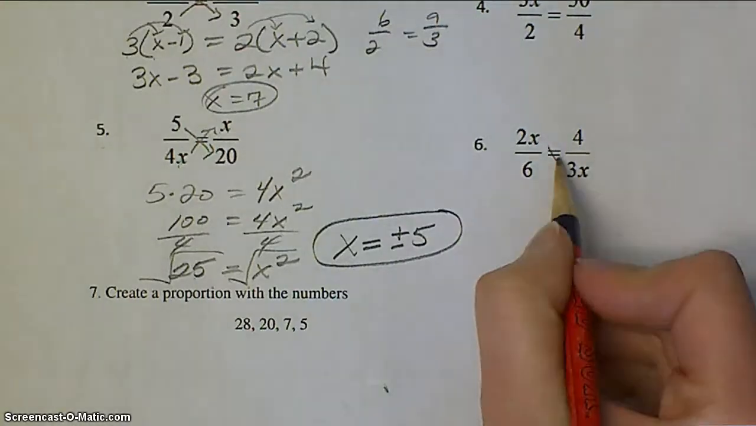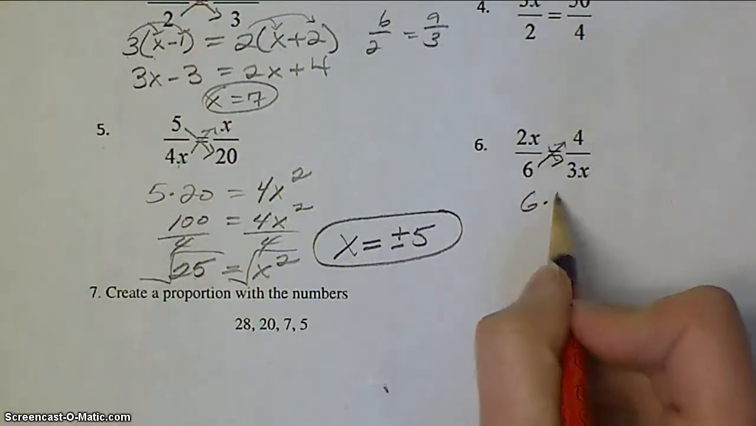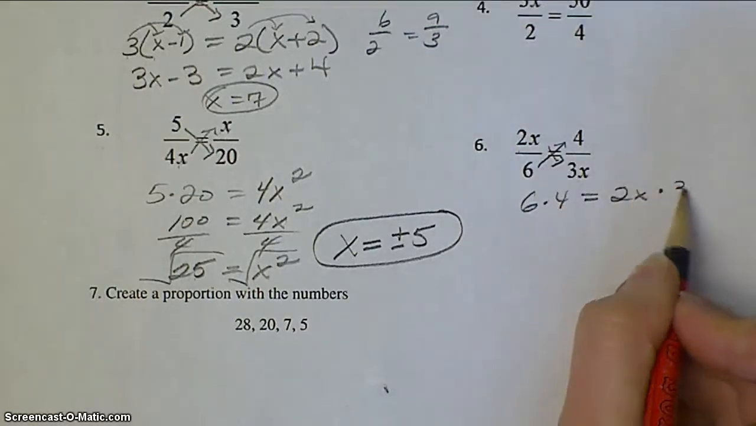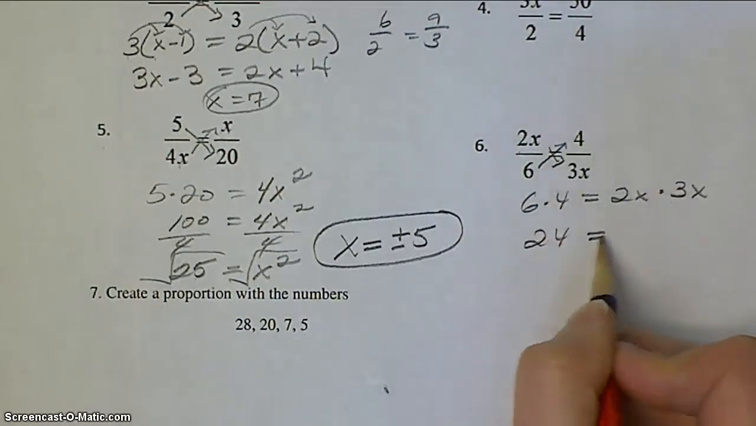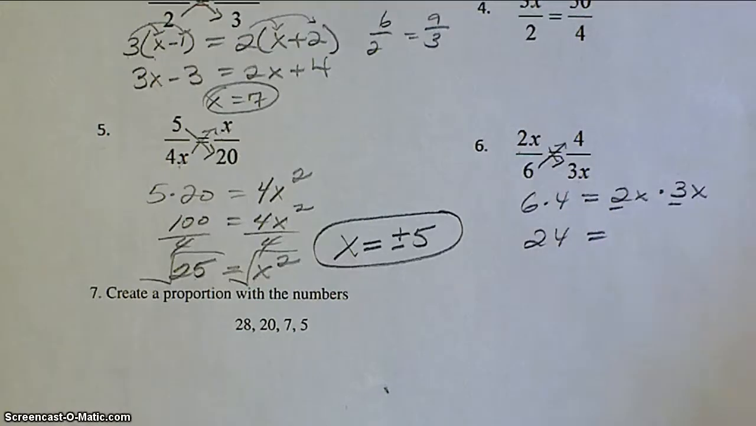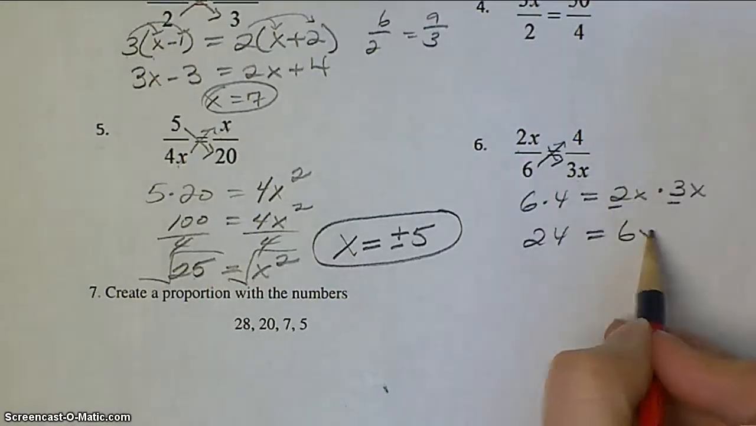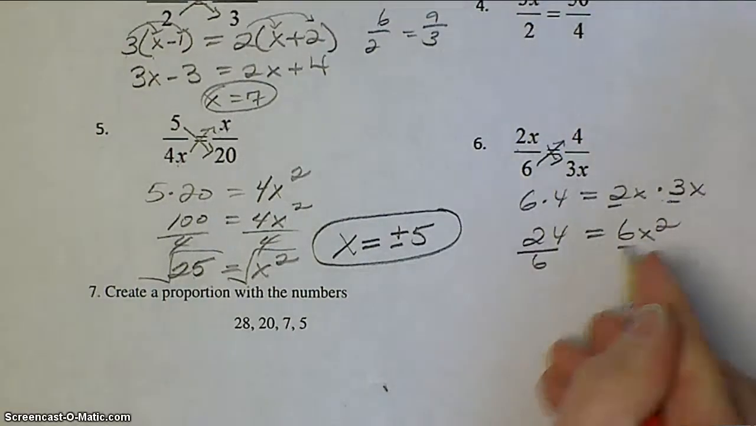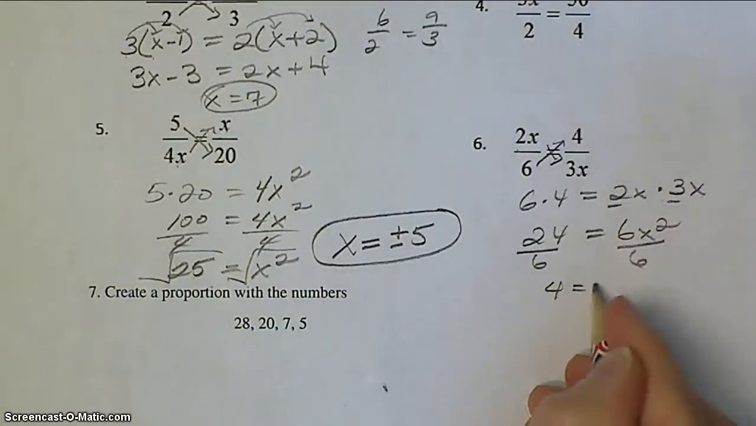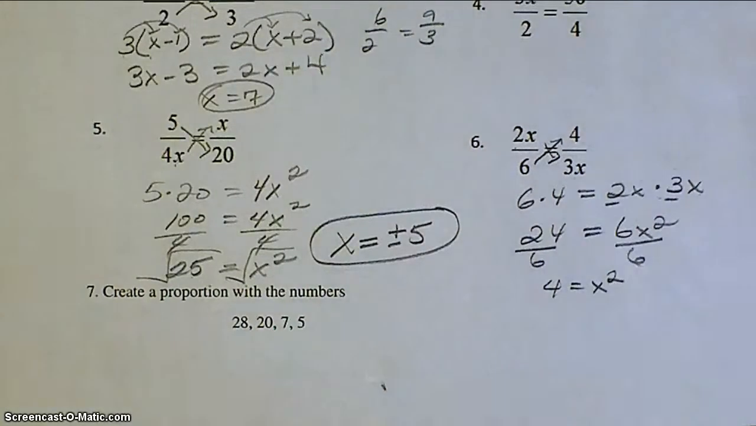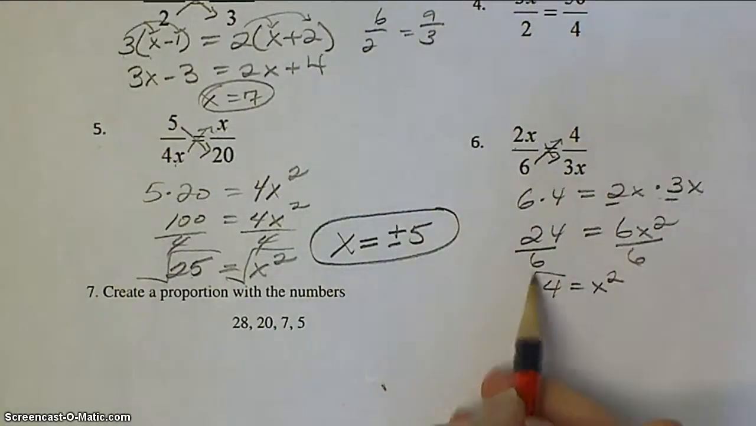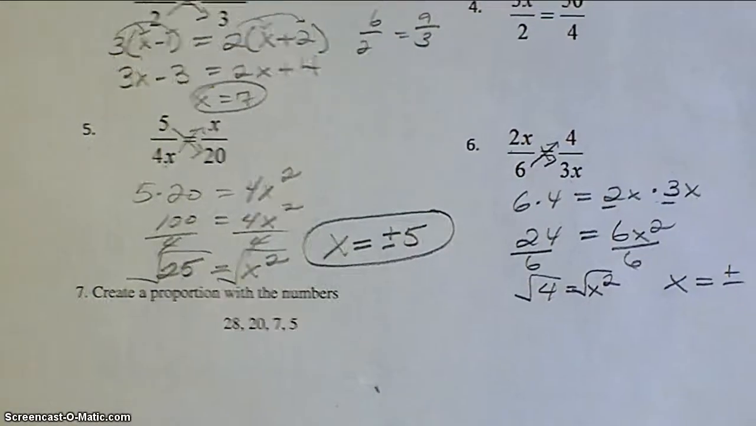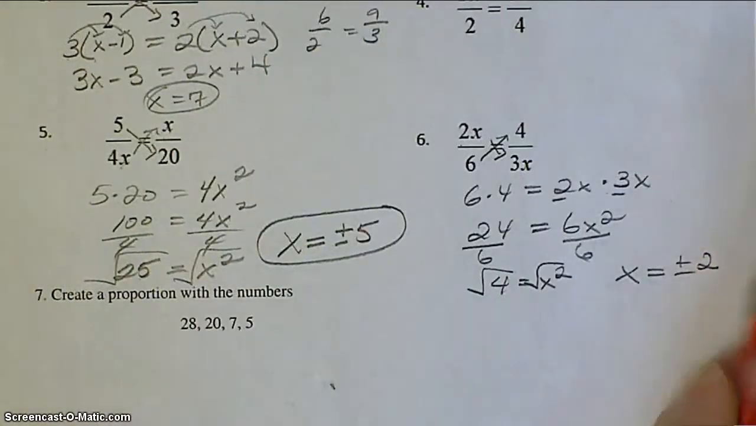Okay, let's try number 6. It's very similar. 6 times 4 equals 2x times 3x. Multiply those coefficients first to get 6. X times x is x squared. Always divide the 6 first until you have a variable squared by itself. Then you can do your square root. And it will always be plus or minus your value that you get.